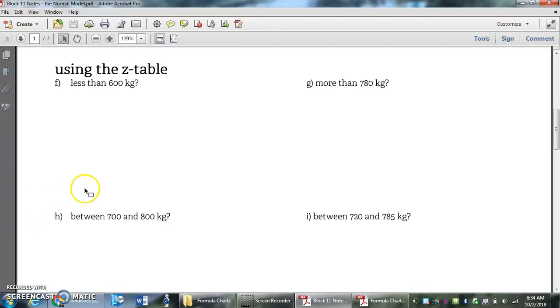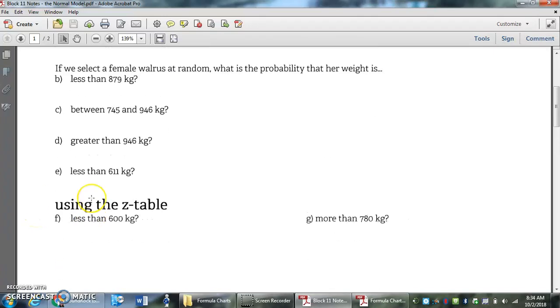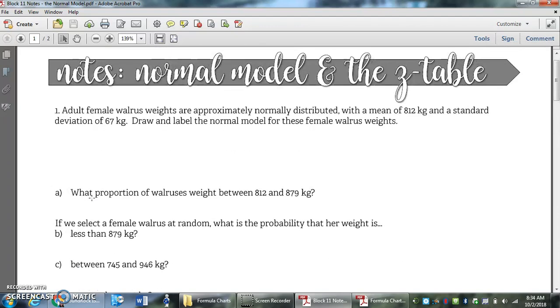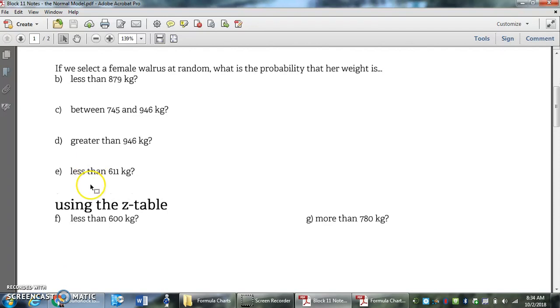Hey, so this is just a video wanting to show you how to use the z-table if you weren't here or if you just need a recap. So we did these problems. We were finding probabilities or proportions.